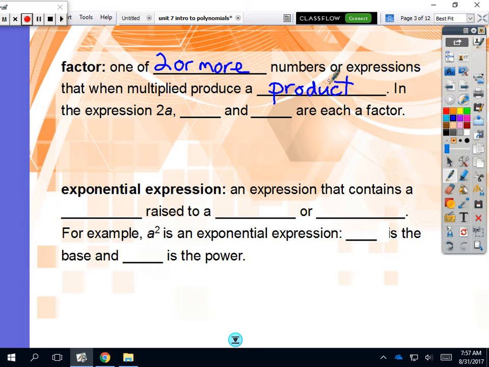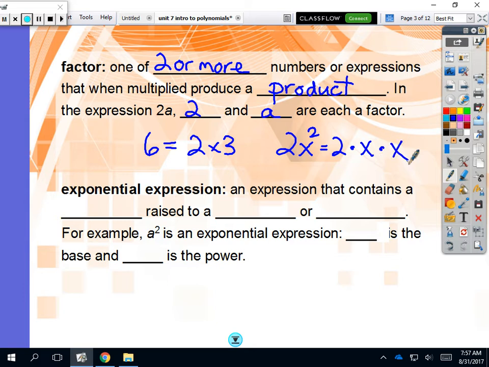Okay, so you could have the expression 2a. That would be 2 times a, so your factors are 2 and a. If you just have a number, like 6, two of the factors of 6 would be 2 times 3. You could have, like what I wrote on the previous page, 2x squared. That's 2 times x times x. So you've got 3 factors in this expression.